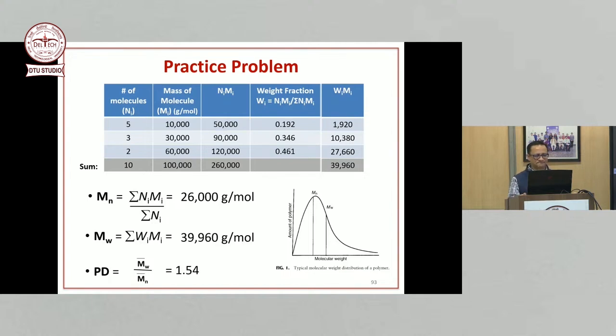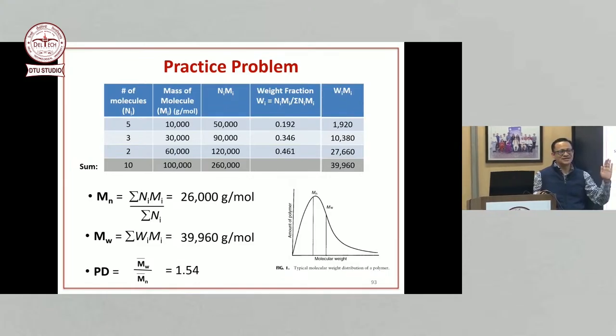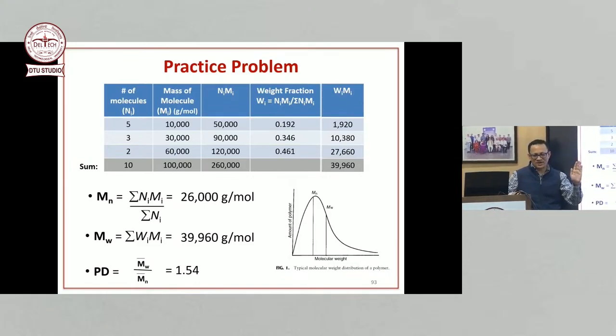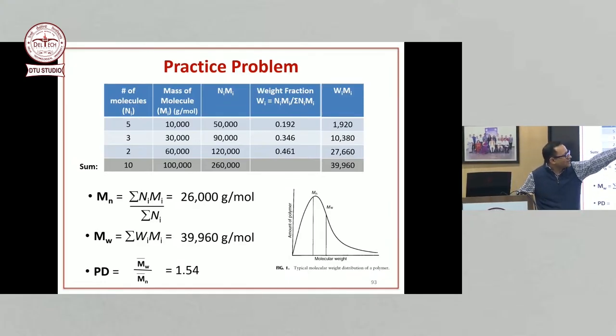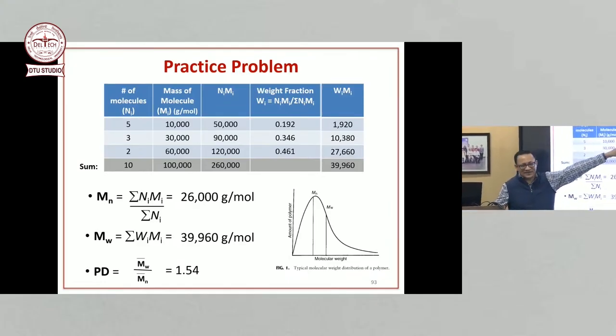Sir, can you repeat that molecular weight one? How did we get this one? Oh, so this is the summation of WiMi, meaning W1M1 plus W2M2 plus W3M3, right? W1 you calculated by that formula.